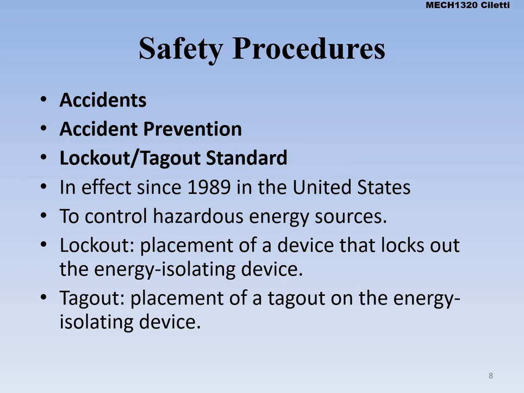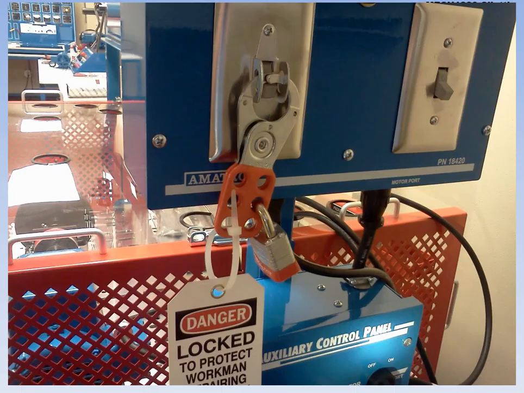So the whole point is, we have a device on there that locks out the energy isolating device, so no one can come by and just flip on the power while you're working on it. We want to be able to control all the hazardous energy sources, whether it's electrical, pneumatics, hydraulics, all those different things. And then we have a tag out. The lockout physically prevents electricity from flowing or fluid power from flowing. The tag lets people know and identify who put the lock on it and who the lock belongs to, so they know that person's working on it.